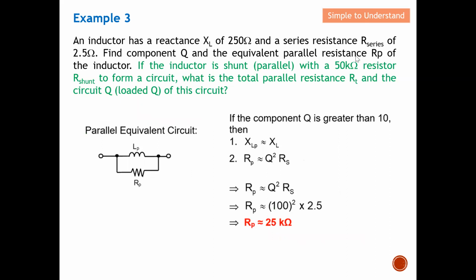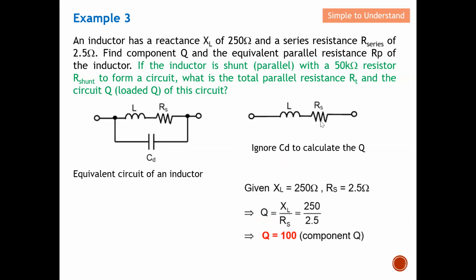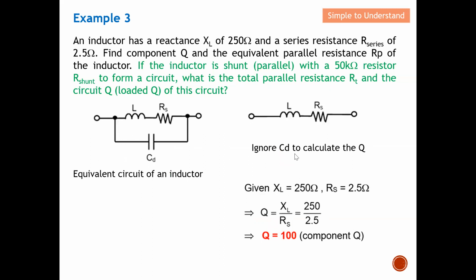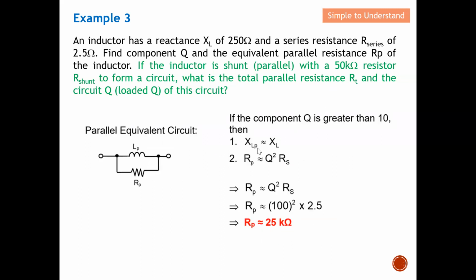Okay, so next I need to find my parallel resistor. What happens here is that I need to convert the series into parallel, so this becomes the parallel equivalent circuit. How can I convert them into parallel? If the component Q is greater than 10, these are the two assumptions that I can make. The component Q which I calculated earlier is 100, so I can make these two assumptions.